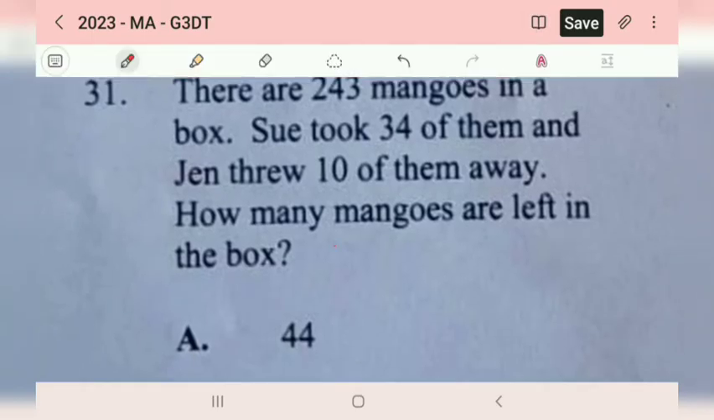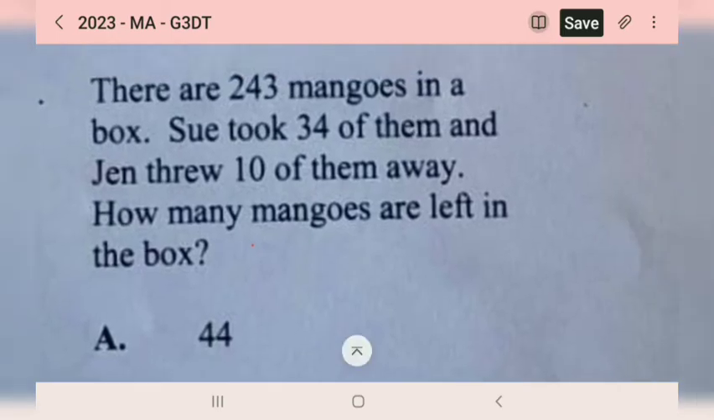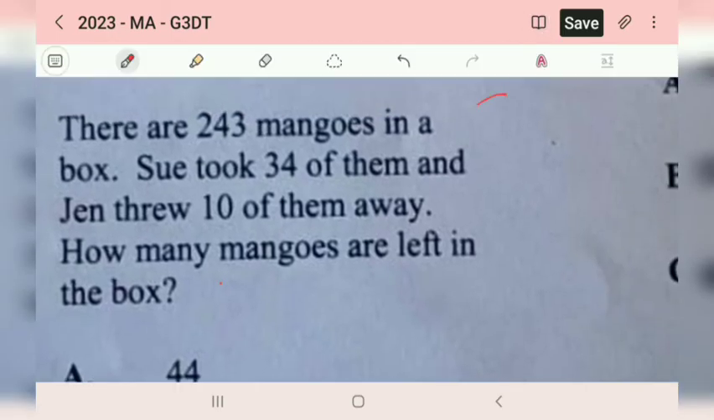So there are 243. Let's bring this side over. 243. We're going to take out Sue's, which is 34. 4 from 3, we can't. So let's rename a group of 10, leaving 3. And this is 13. 4 from 13, you can count your way up, or you can count your way down from 13. Alright? So 13, which way you want to go, up or down?